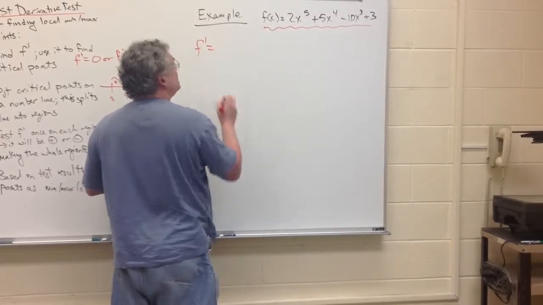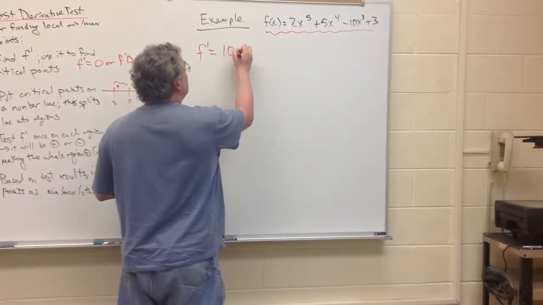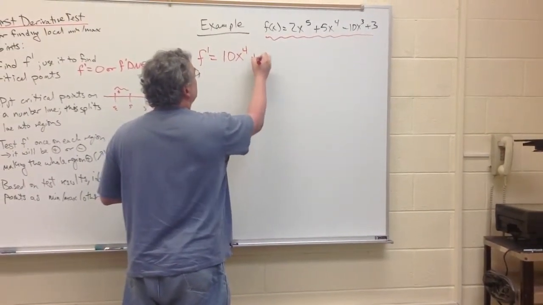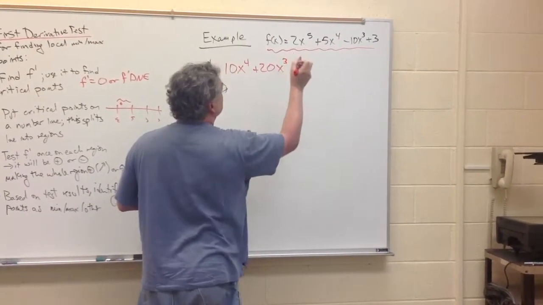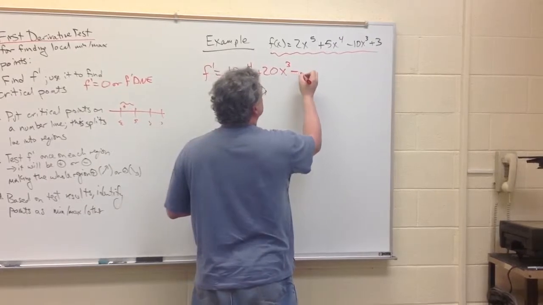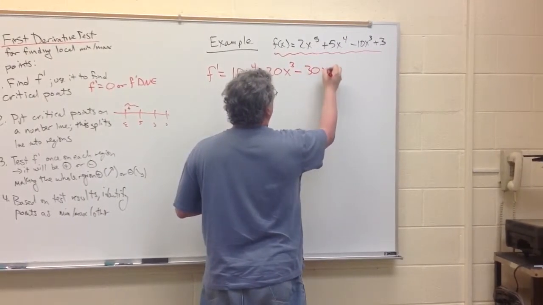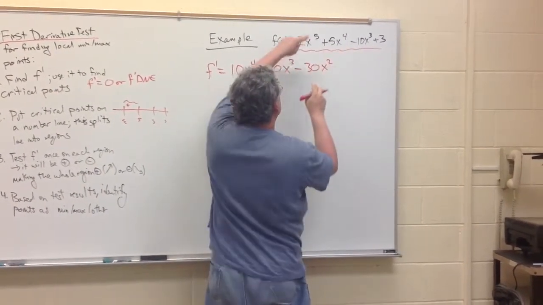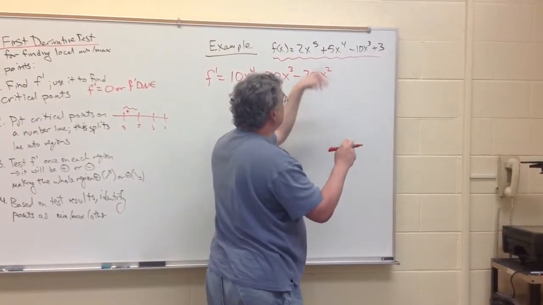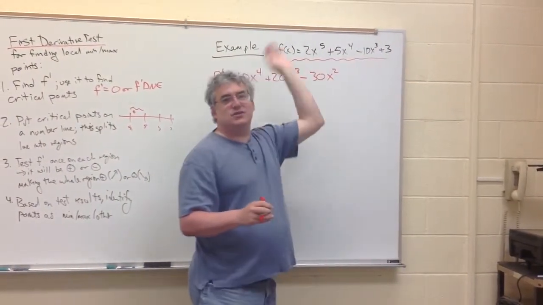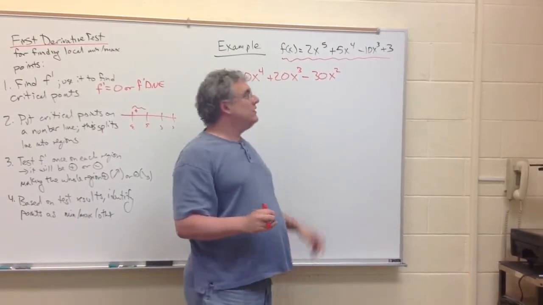So I do that, I get 10x to the fourth plus 20x to the third minus 30x squared. Did I do that right? 10x to the fourth, 20x cubed, minus 30x squared, and the 3 doesn't matter, it's on there just for show. It doesn't have anything to do with the derivative.